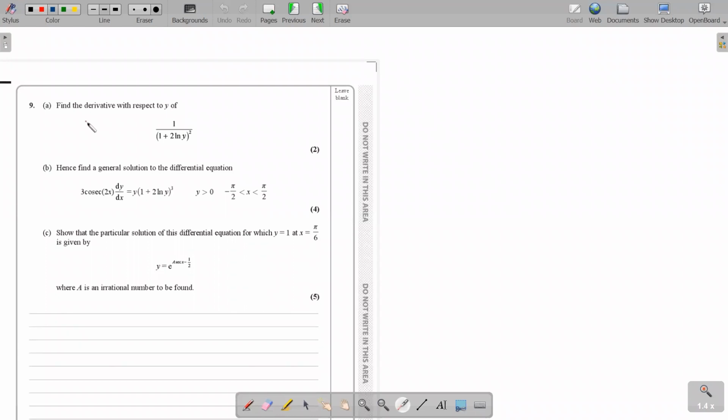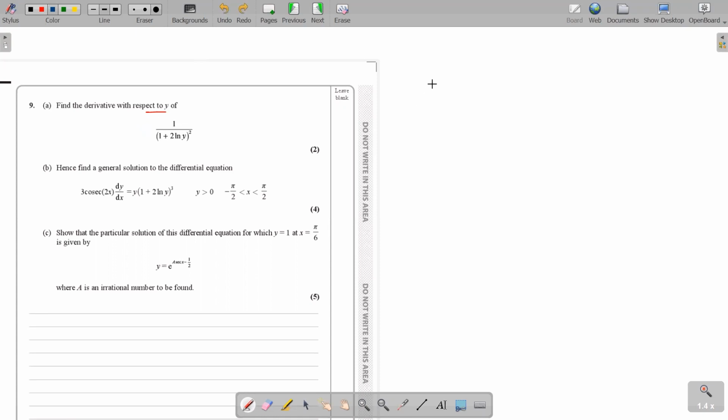Okay, question number 9. Find the derivative with respect to y, which means you need to differentiate with respect to y. Everywhere you differentiate a y term, it becomes 1. I think you can see in this question we only have y terms. If you want, you can take any letter here and say this is x, or you don't need to use any letter at all if you are confident.